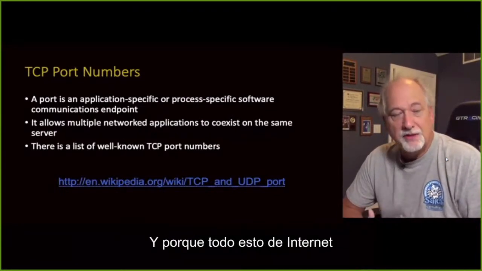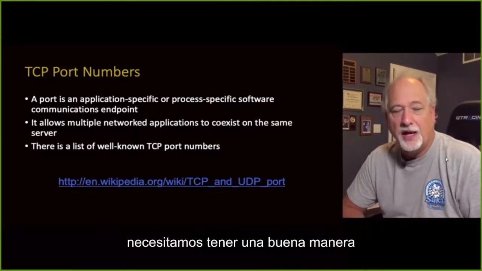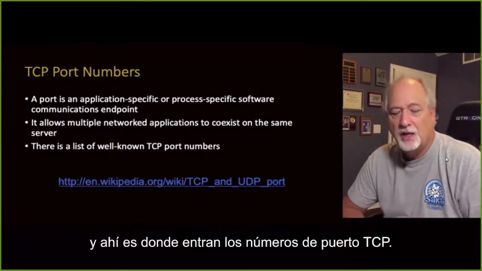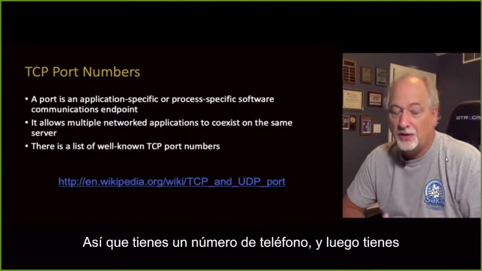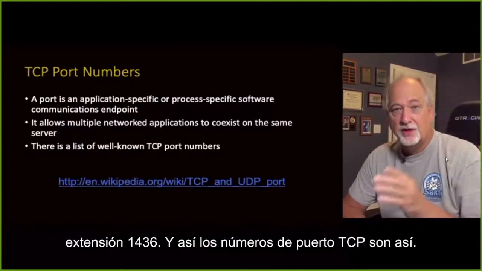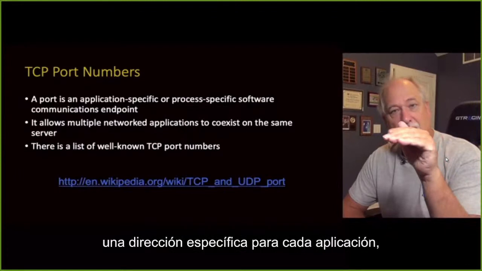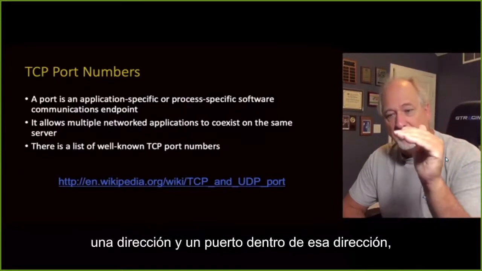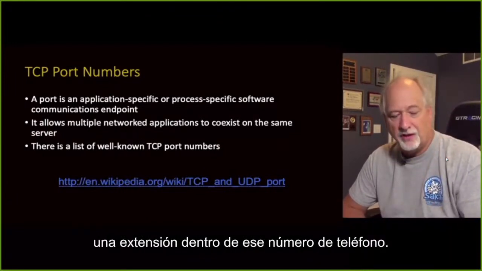And because this whole internet thing is applications talking to applications, we need to have a good way to know which application we're talking to. And that's where TCP port numbers come in. And you can think of this as like a phone extension. So you have a phone number and then you have extension 1436. And so TCP port numbers are like that. So we do not have a specific address for every application, but an application that has an address and a port within that address, or a phone number and an extension within that phone number.